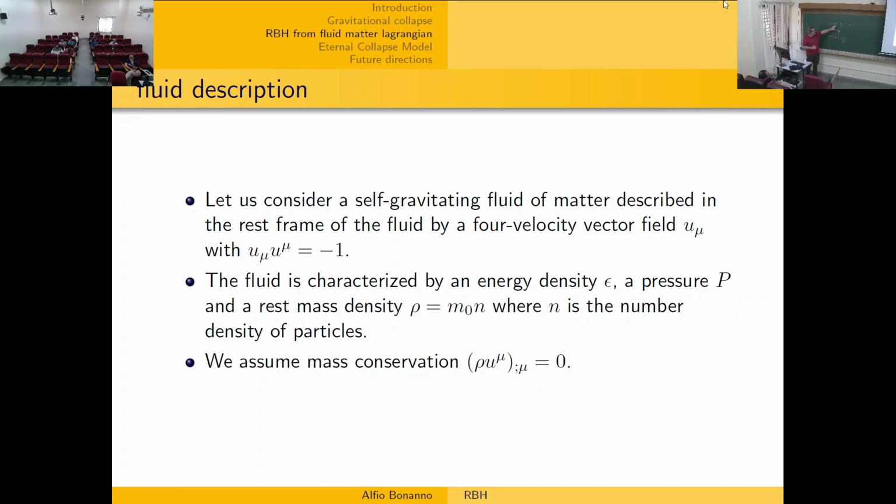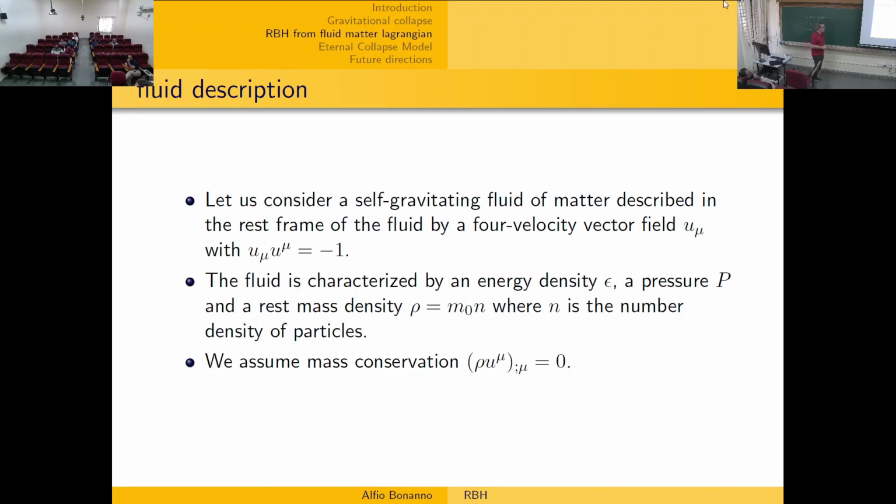You probably have noticed that this is a static metric. Maybe the solution is that we have to go to a dynamical one. So we have to produce this type of non-singular black hole in a dynamical way. And that is what I'm trying to present in the second part of my talk. So let's consider a self-gravitating fluid of matter in the rest frame of the fluid, described by 4-velocity, u squared equal to minus 1.